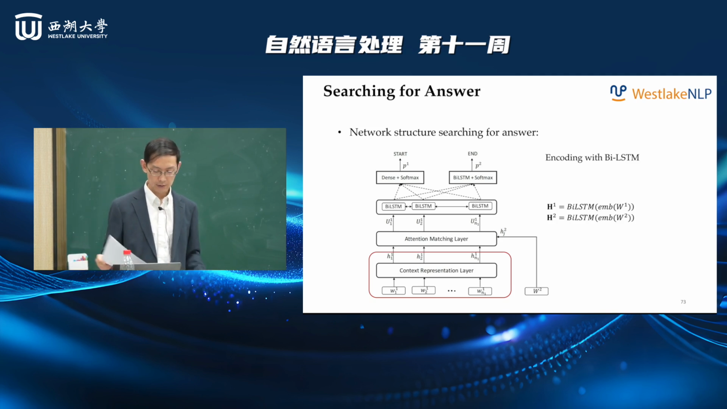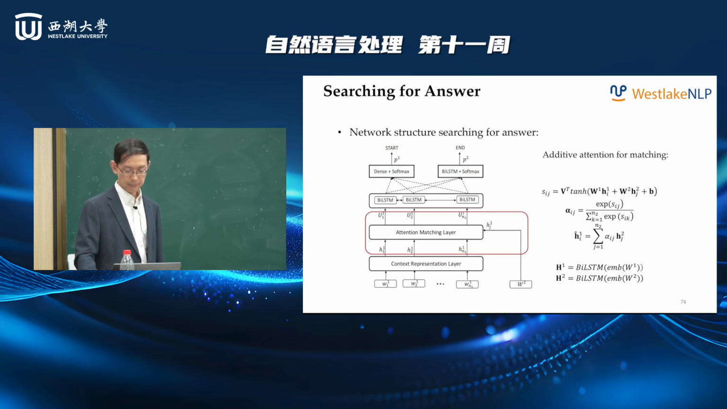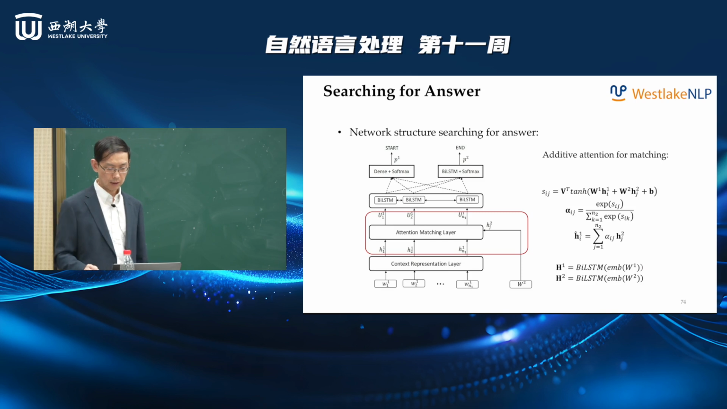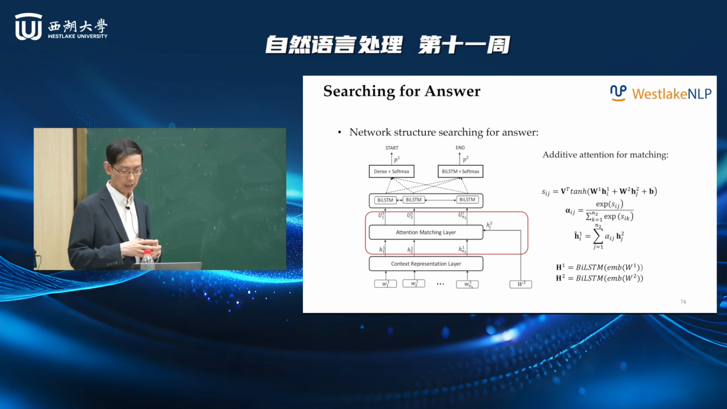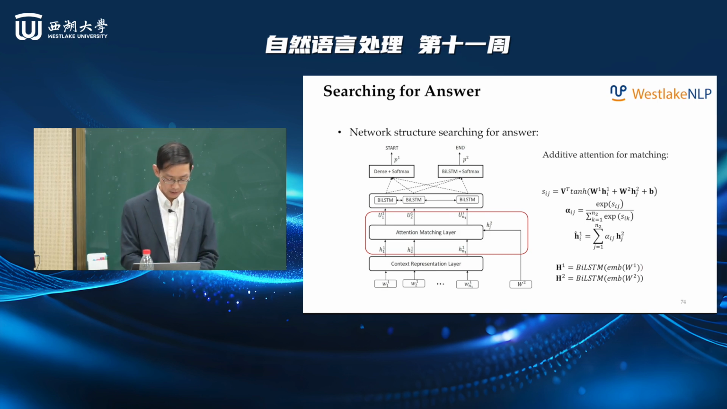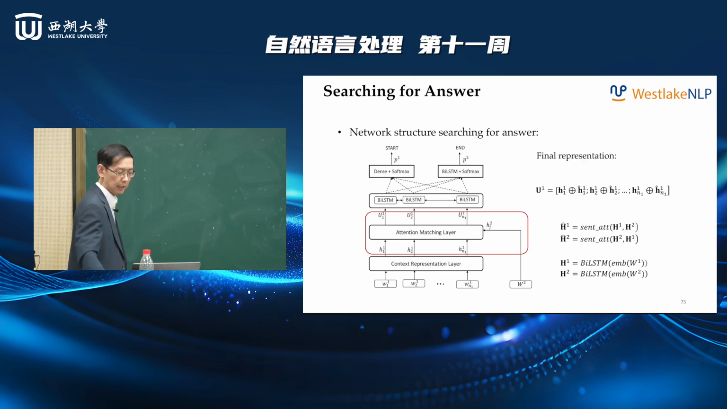How do I represent the passage? This is exactly the same as the attention matching network, so I ignore that. Second, how do I calculate a representation of W1 that is aware of W2? That is H1 to H2 attention. That can also be the same as the attention matching network. And then I get H1 hat. H1 hat is what I want.